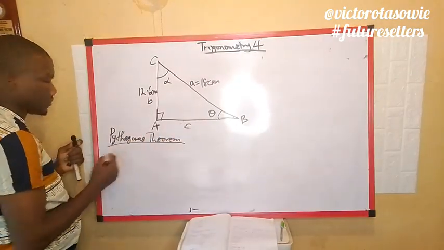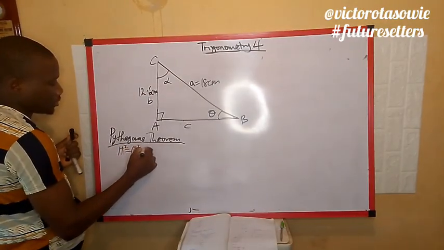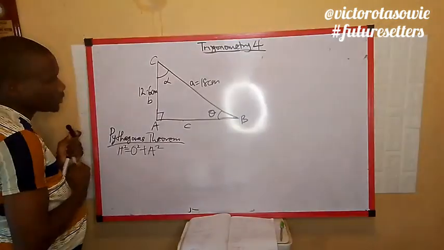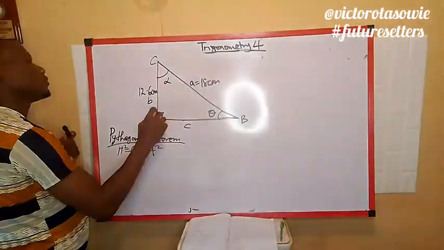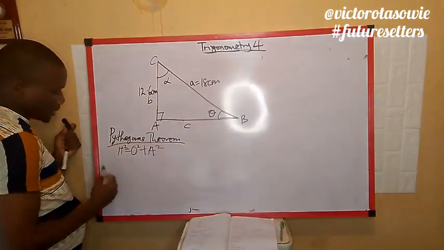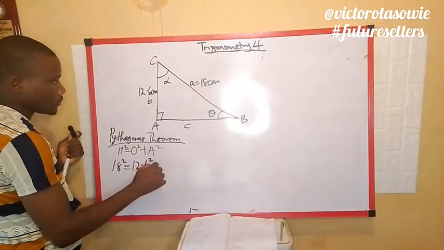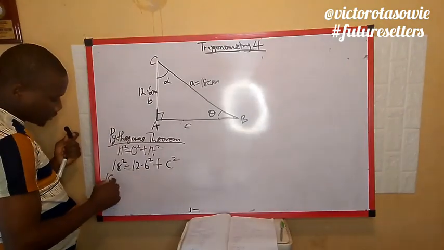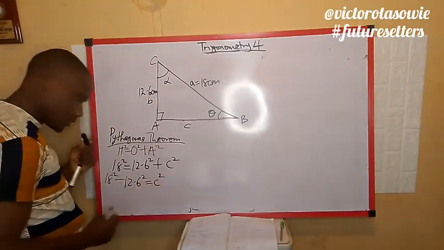we have that the square of the hypotenuse is equal to the square of the opposite plus the square of the adjacent. So the opposite, if this is our right angle, we have that this is our hypotenuse. So the square of the hypotenuse, that's 18 squared, is equal to 12.6 squared plus c squared. So we are going to take this to the other side. We have 18 squared minus 12.6 squared equal to c squared.